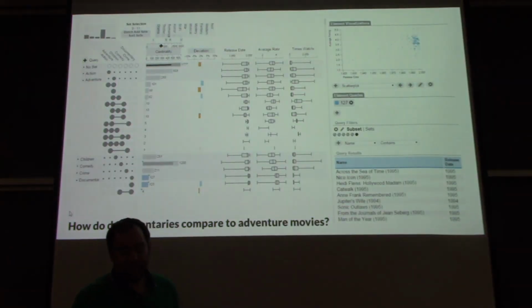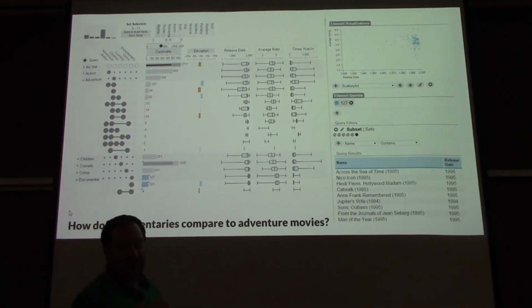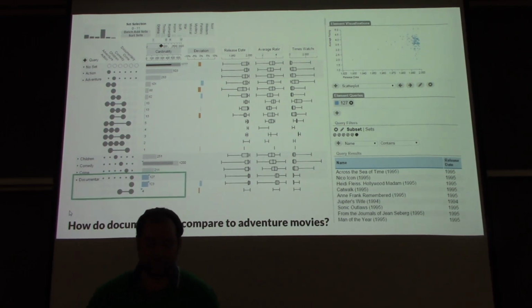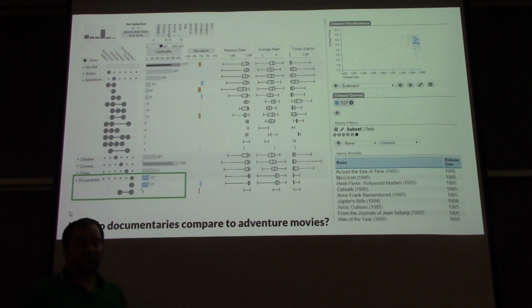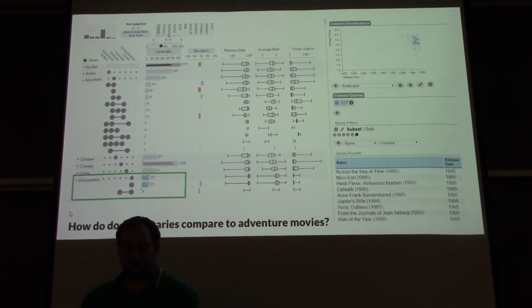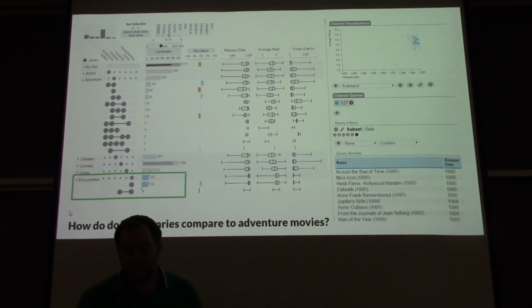Okay, so then I want to walk you through a couple of examples here. How do documentaries, for example, compare to adventure movies? We have the documentaries here at the bottom. One thing we see about documentaries is they don't mix much with other genres. So they're kind of isolated by themselves. There are not a lot of children's documentaries. There are not a lot of crime documentaries and so on.